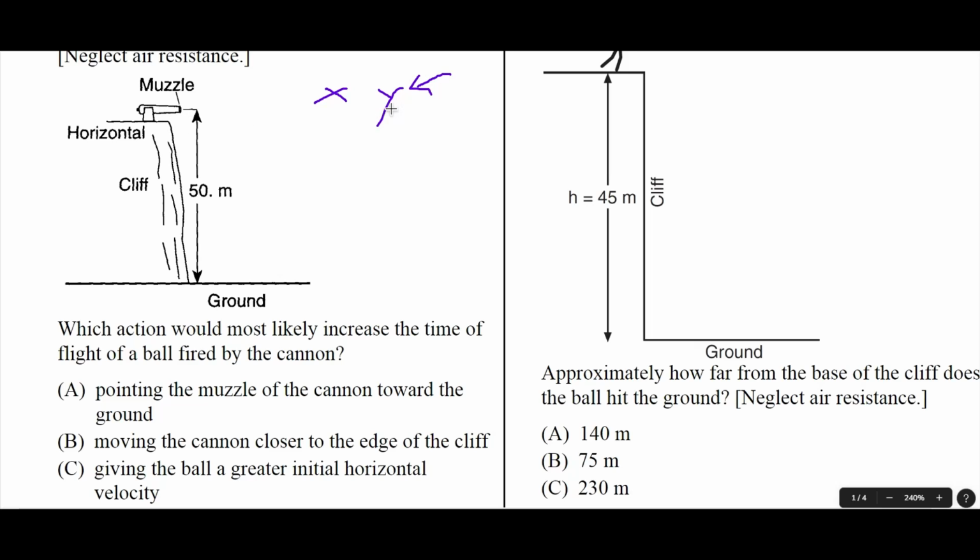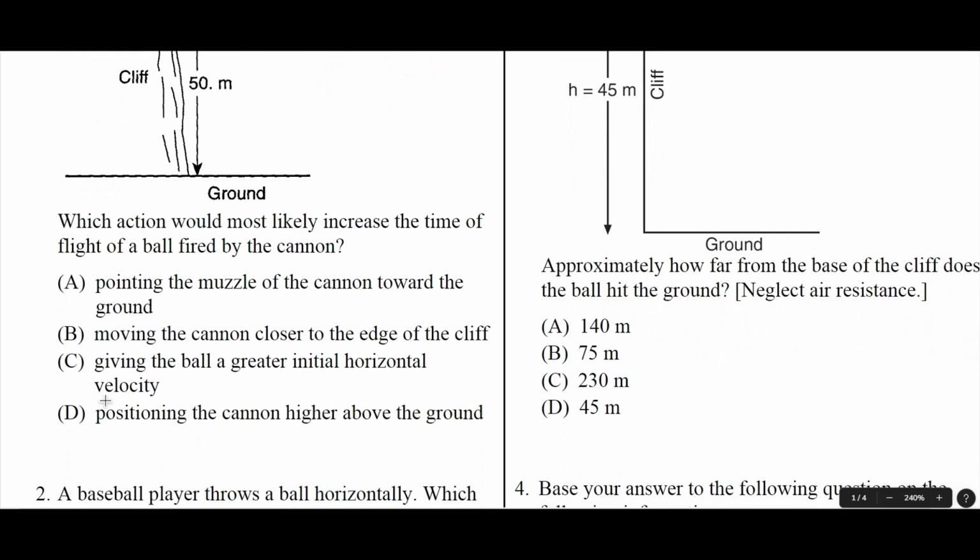So in order to change when it lands, we have to either change the acceleration, which is going to be impossible, change the initial position so it's more vertical, or increase this so that it shoots upwards at an angle. So if we're changing the initial velocity in the y direction, the height in the y direction, or the acceleration in the y direction, those would affect the time. The only choice here would be positioning the cannon higher above the ground.